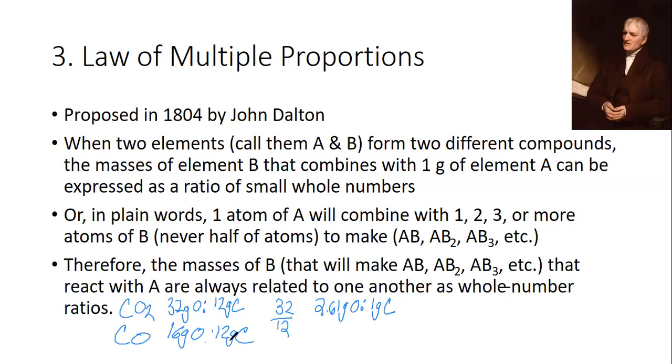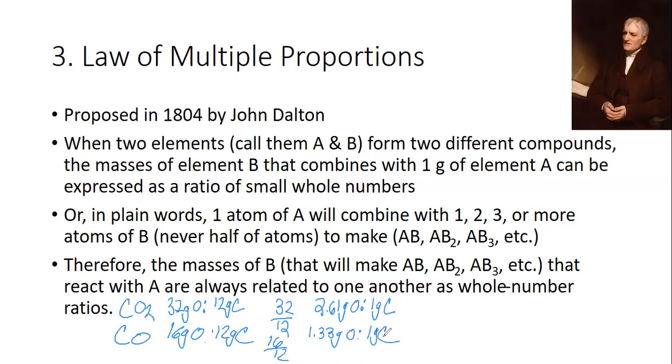Again, take the oxygen to carbon ratio. So I take 16 divided by 12. And for carbon monoxide, I have 1.33 grams of oxygen for every 1 gram of carbon.